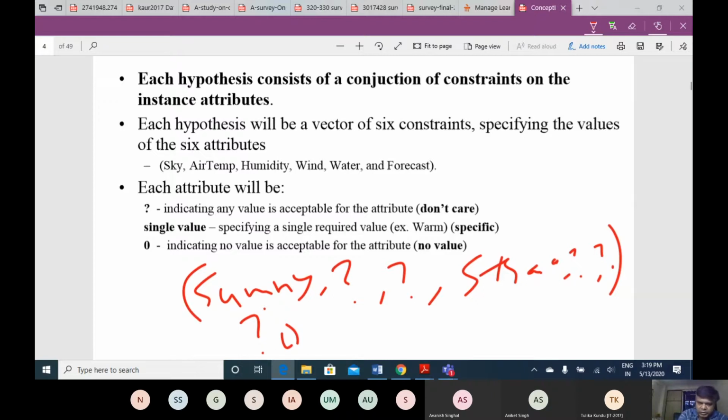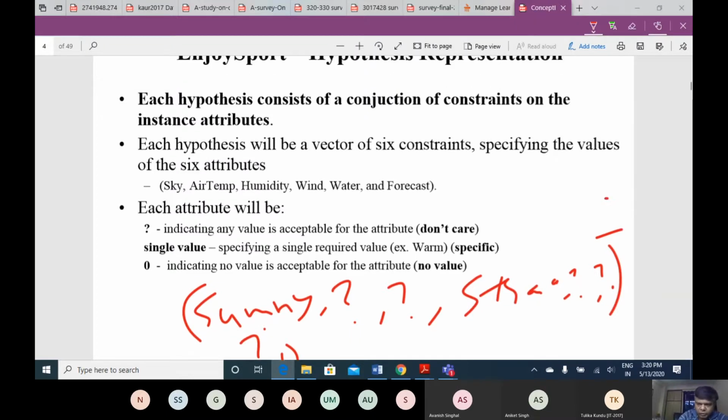Hypothesis means a definition of a particular concept. Suppose this is the hypothesis. According to this definition, the concept will accept all combinations where the first feature, sky, is sunny and the wind feature is strong, and all other features can take any value. So if sky is sunny and wind is strong, with any value for all other features, then the concept is true. Otherwise, the concept is false.